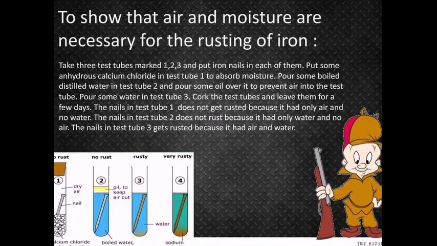The nails in test tube 1 do not get rusted because it had only air and no water. The nails in test tube 2 do not rust because it had only water and no air. The nails in test tube 3 get rusted because it had air and water.